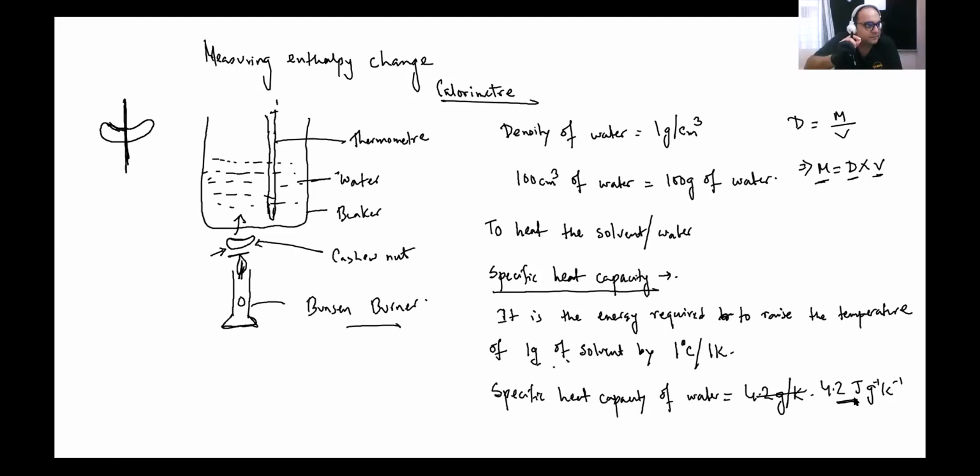Or by 1 Kelvin. The change is 1. It could be in degree centigrade, it could be Kelvin. And in the last class, I told you that the unit here is not very important because we are measuring the change, right? We're measuring the change. So it could be in degree centigrade, it could be in Kelvin. Since it's a change, it's not very important.